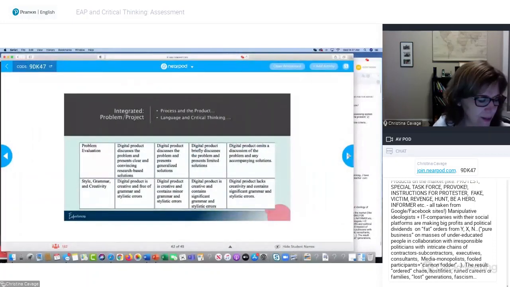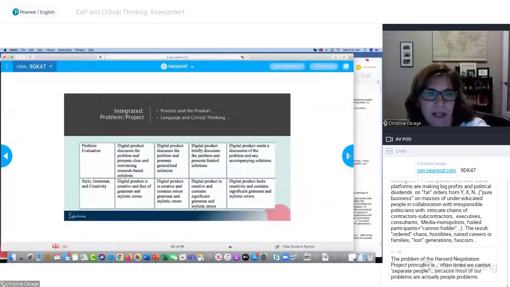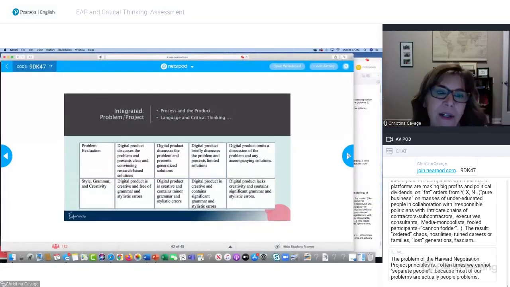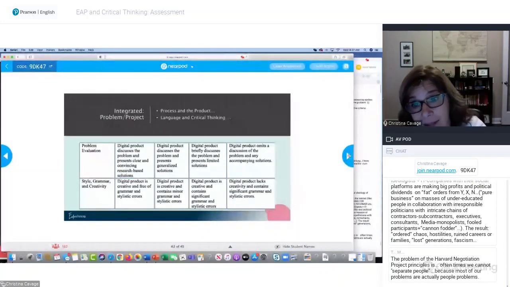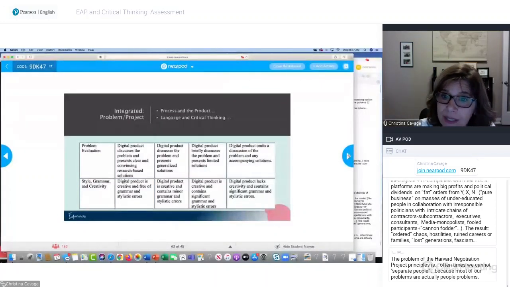So here's a snapshot of a little rubric, again focusing on process and product, focusing on language and critical thinking, and again separating language and critical thinking out. For the problem evaluation, students had to do a digital product. They discuss the problem and present clear and convincing research-based solutions. That's where all the points are. If we slide down to the end, the digital product omits a discussion of the problem and any accompanying solutions. But then on a separate line, we have the style, grammar, and creativity.